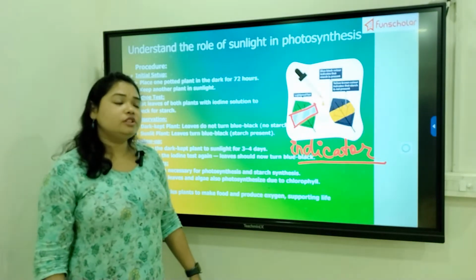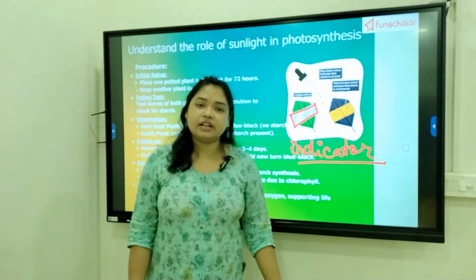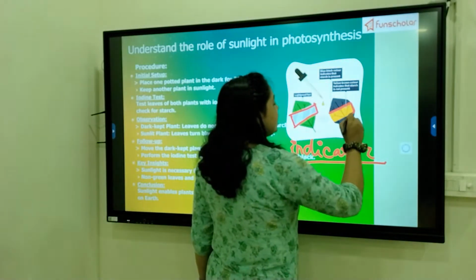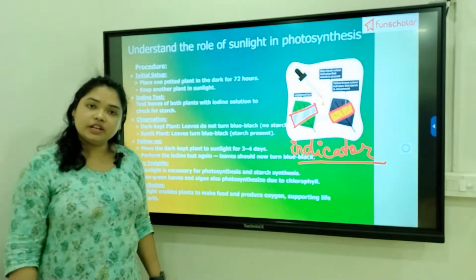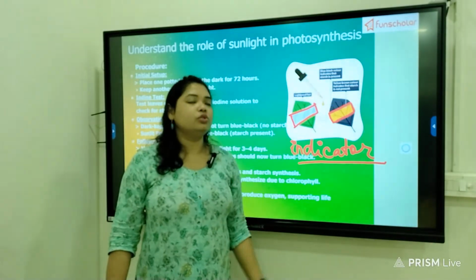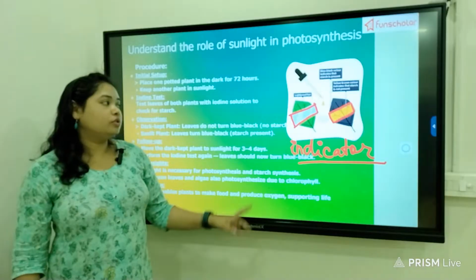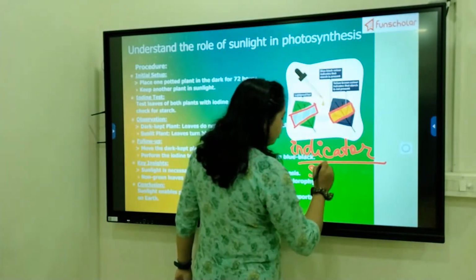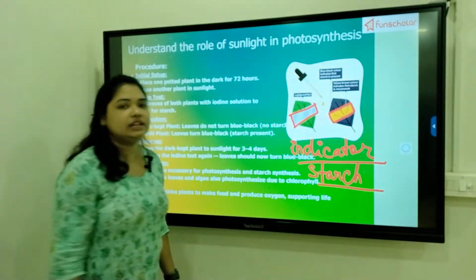What will we observe? We will observe that the region which was tied up with the tape will not turn blue-green because this region has not been able to photosynthesize. That is why it won't turn blue-green in the presence of iodine. But the other regions which have been able to absorb sunlight and carry out photosynthesis have turned blue because these regions have stored the glucose in the form of starch. This is the storage form of glucose in plants.